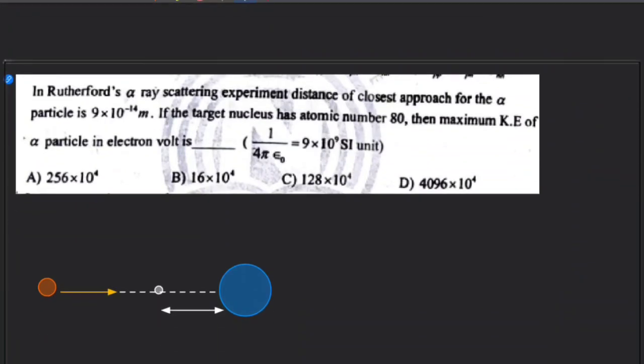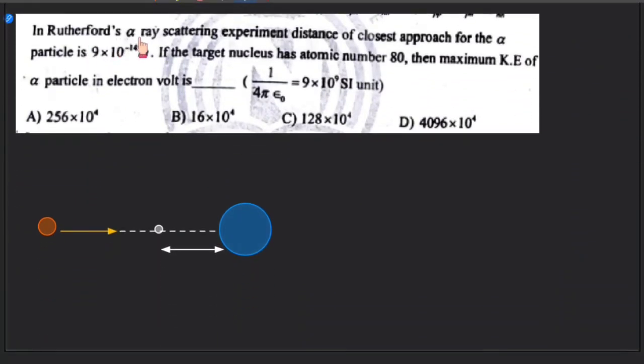Next one is this: in Rutherford's alpha ray scattering experiment, the distance of closest approach for the alpha particle is 9 into 10 power minus 14 meter. If the target nucleus has atomic number 80, then what is the maximum kinetic energy of the alpha particle in electron volt? Right? So this is the nucleus, and it has atomic number 80.